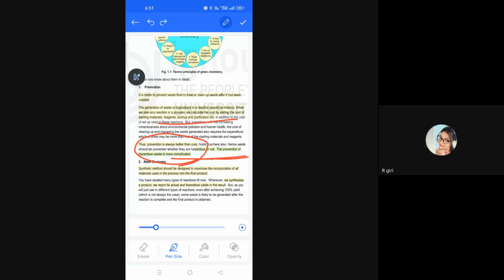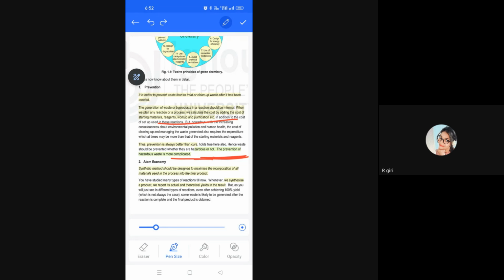So prevention is always better than cure. That holds true here also. Hence, waste should be prevented whether it is hazardous or not. First of all, waste should be prevented. It may or may not be a hazard to the environment or human health. The prevention of hazardous waste is more complicated.